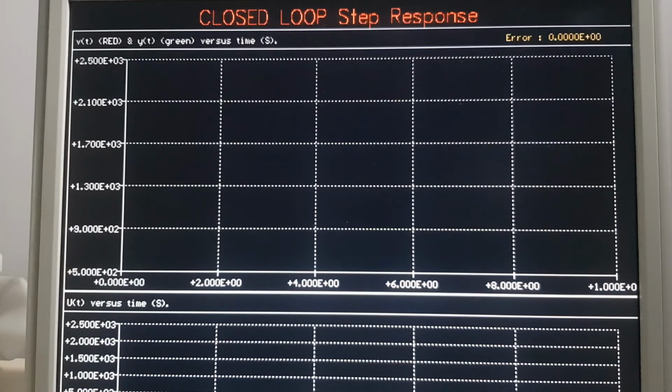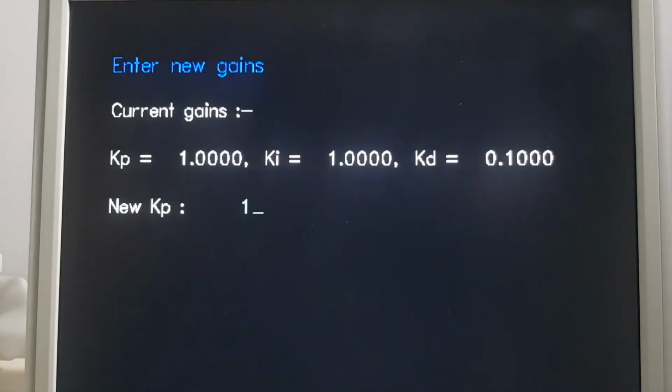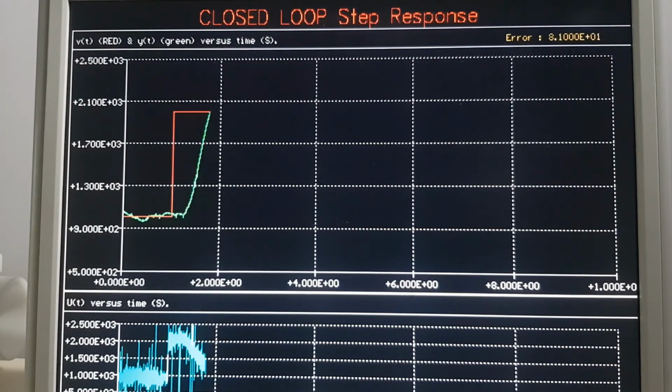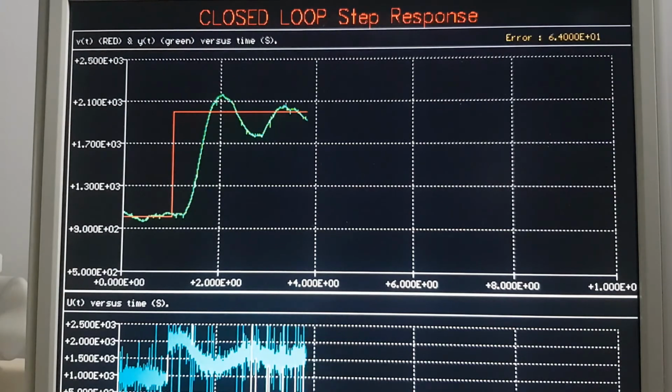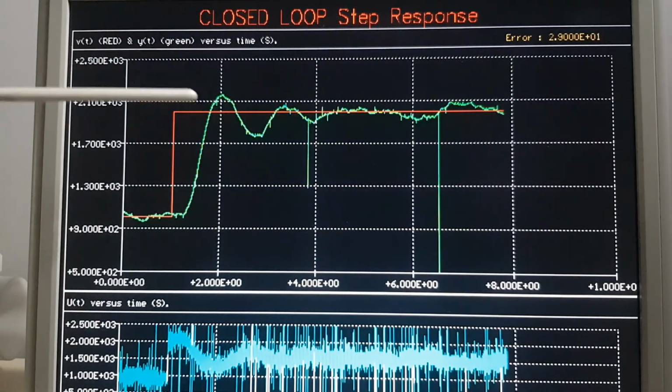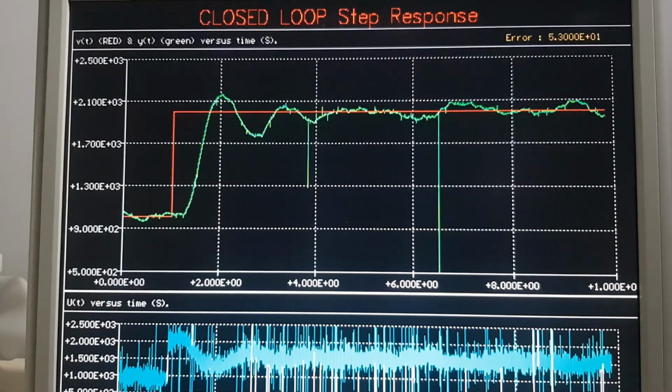Let's just try some different values for D for you to see the effect of it. So we stick to 1 and 1 and type 0.05, so we've halved the derivative. So this is halving derivative control now. So this time it has reduced the overshoot and undershoot, but not as much, so we've got a bit more overshoot and undershoot here.